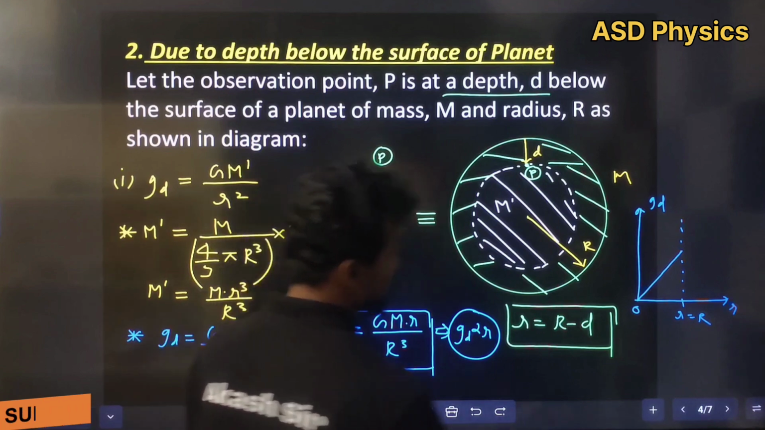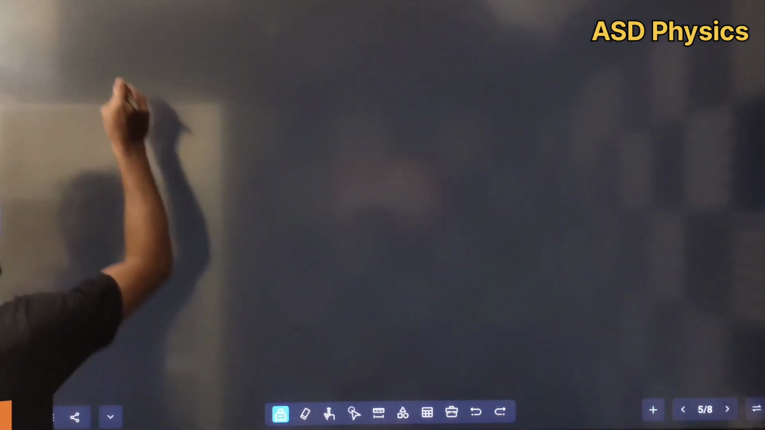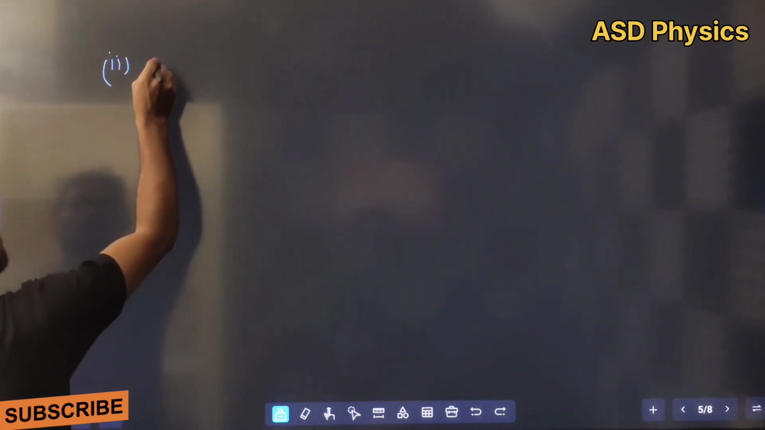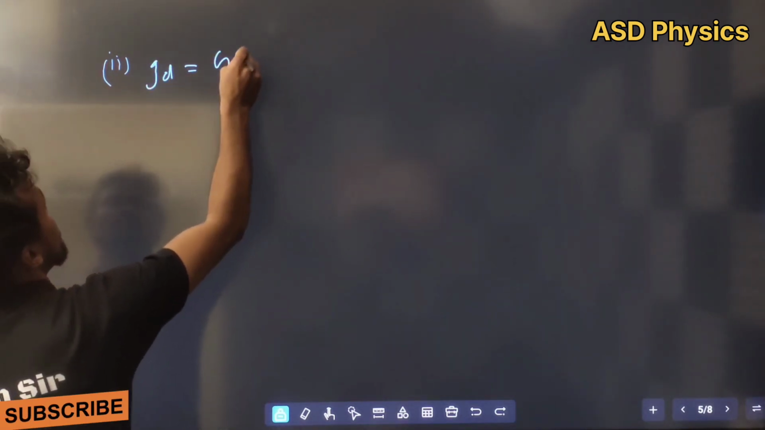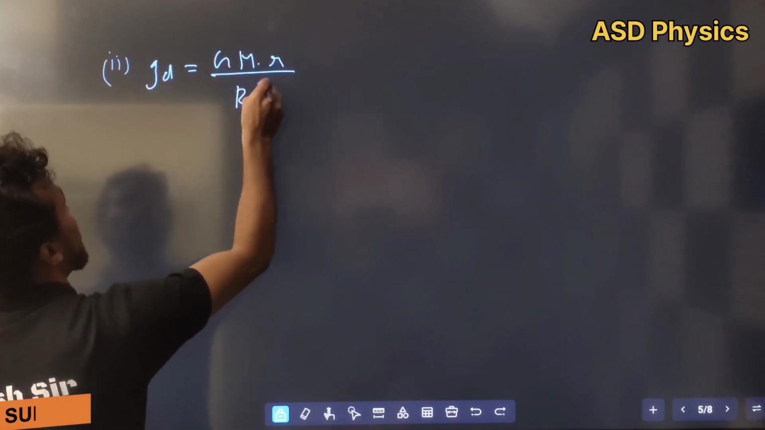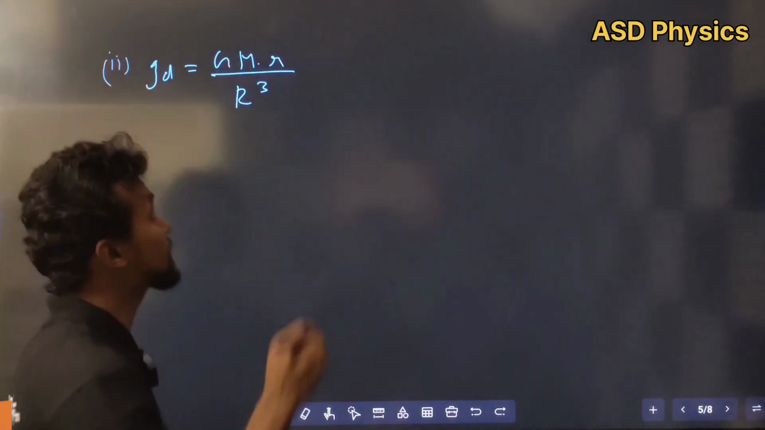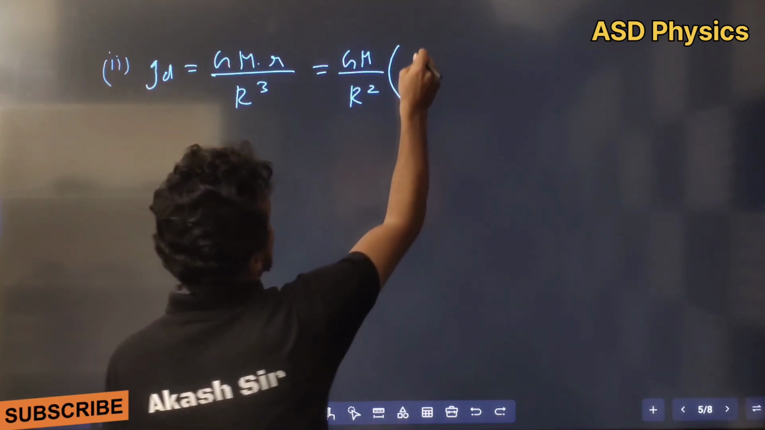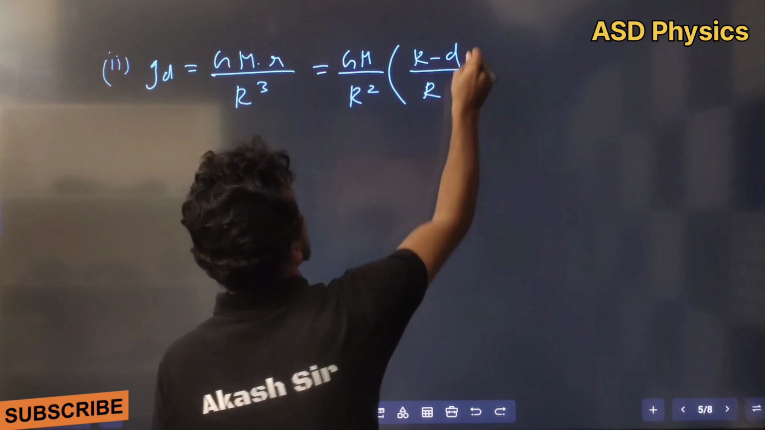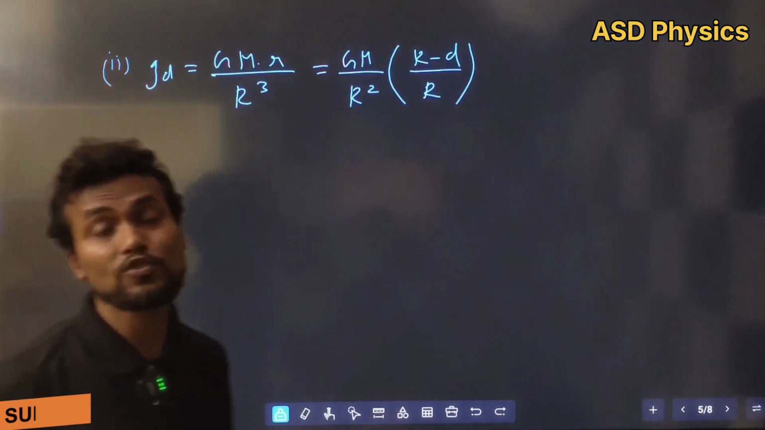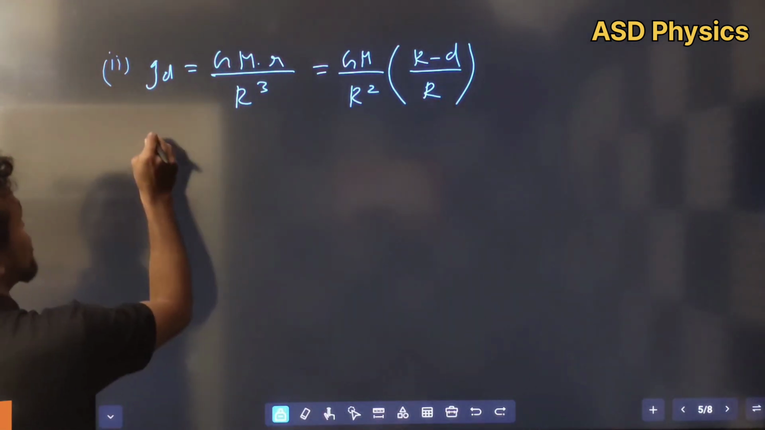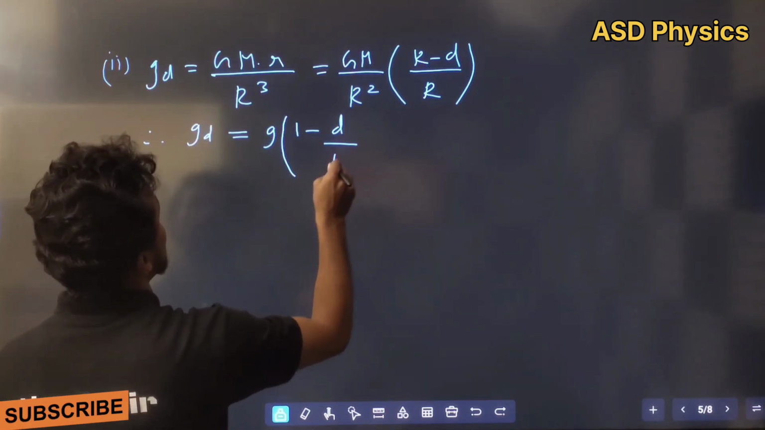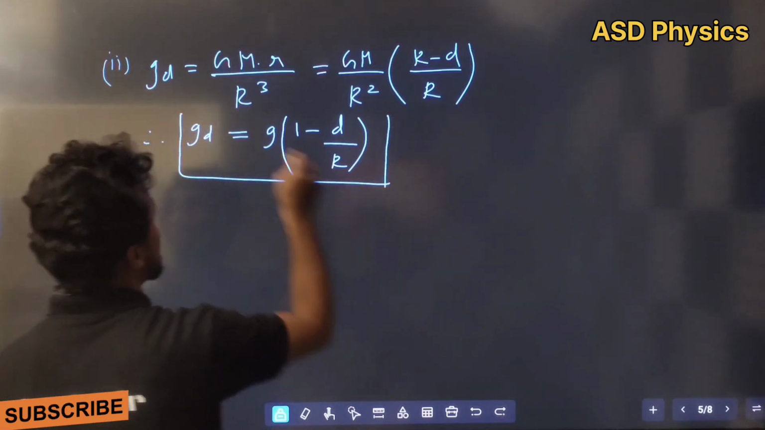After that, if I talk about the second one, students just see here the second one. Again, we know this GD equals Gm into r by R cube. And what is small r? Capital R minus D. Okay. So I can write like this: Gm by R square, and here small r is R minus D by R. And what is Gm by R square? I have told in the starting of the video, it is g. So we can write here, hence this GD is equal to g into 1 minus D by R.